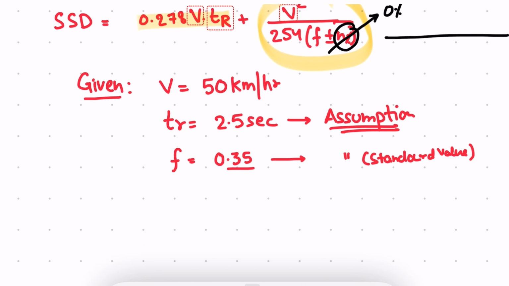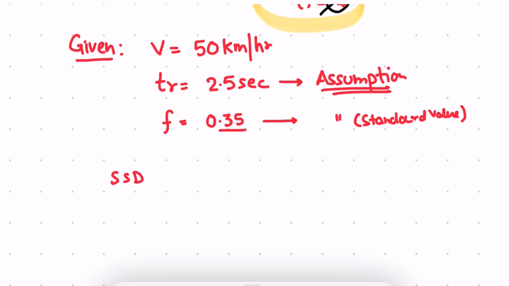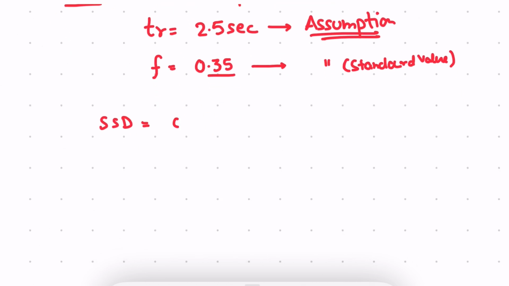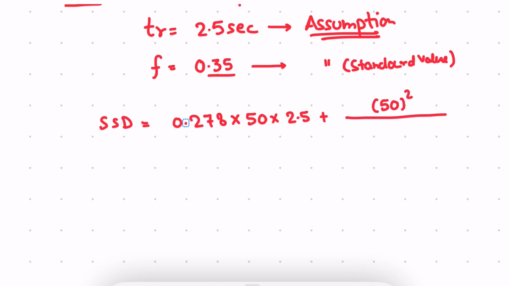Okay, so let's put the values in the equation. 0.278, v is 50, reaction time is 2.5, plus v square, 50 square, divided by 254 into 0.35. Okay, so this is the value. If we solve these values, just solve it and see what answer you are getting.